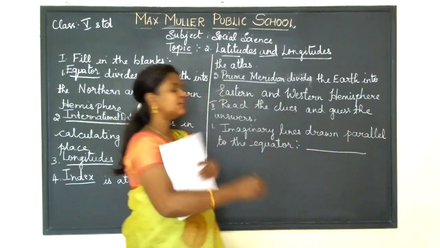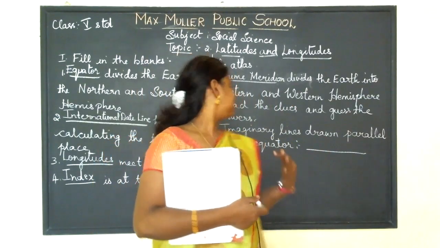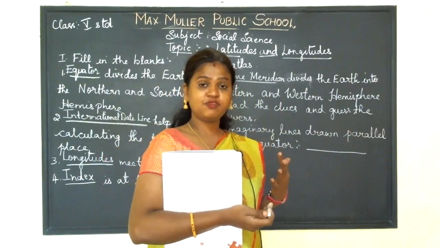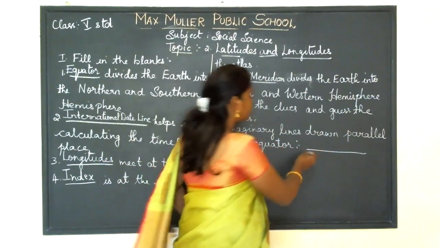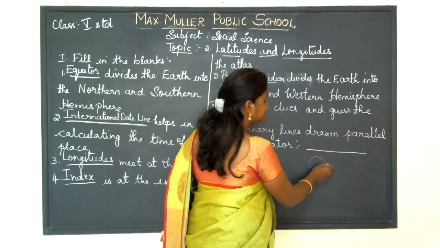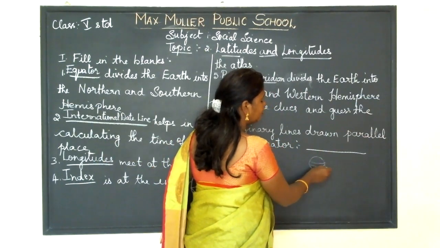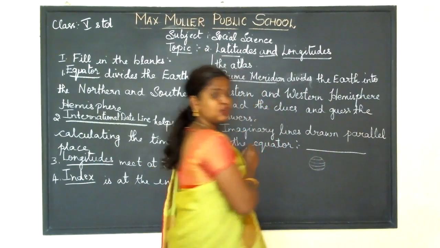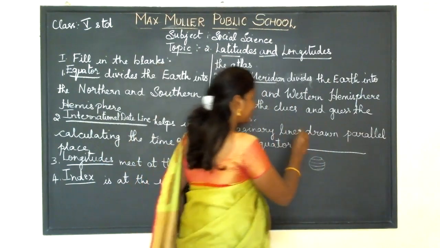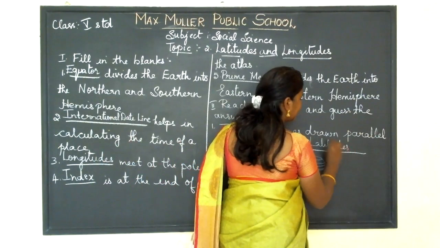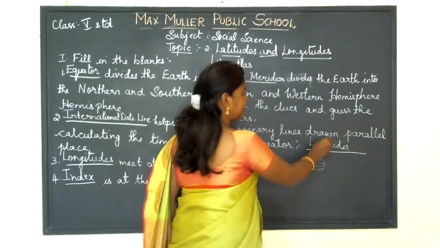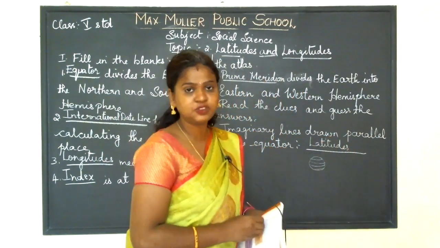So what will be the answer for this, children? Imaginary lines which are drawn parallel to the equator. I told you this is the earth, this is the equator. When lines are drawn parallel to the equator, what are they called? They are called latitudes. Latitudes.